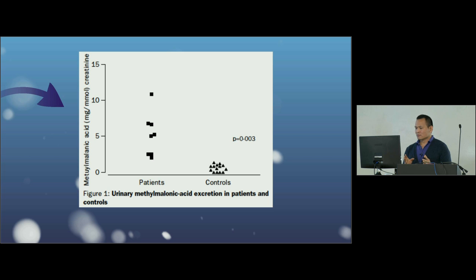Now, the one thing that I don't have is the controls here. I could not find where they got the controls, whether they are just healthy individuals or whatever. If you look at the table 1 and 2, there's no data on the controls, but you have data on the patients here. And you can see that patients tend to excrete high levels of methylmalonic acid versus controls.